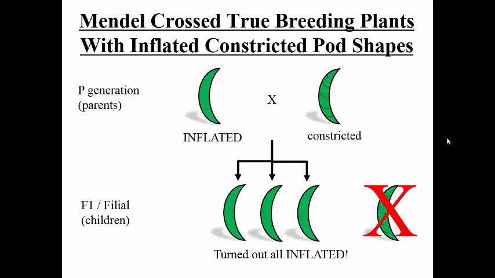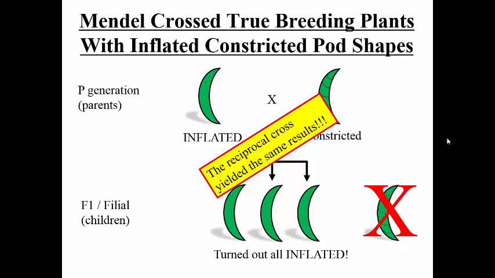Well, Mendel repeated the experiment. He did it with a reciprocal cross, in other words, just switching which organism was the female and which was the male. So for the first cross, if the inflated pea pods were the males, he would make them the females for the second cross. That's the reciprocal. And he got the same results. So a very weird phenomenon. So what's going on? Let's look at this more closely.